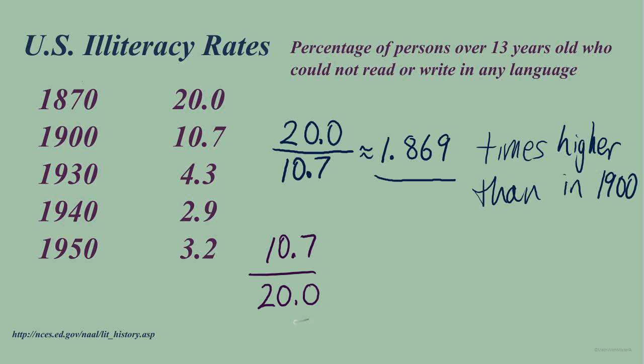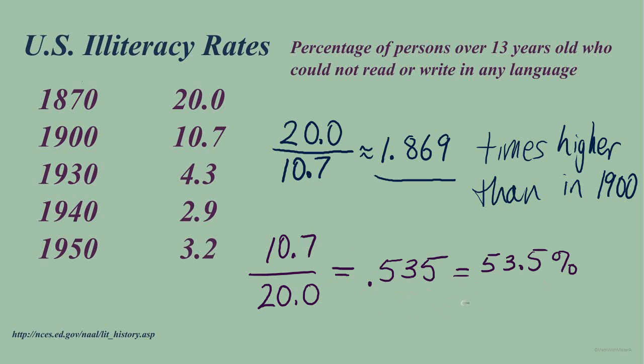We could choose to compare those same quantities, but use the reciprocal. Put 10.7 in the numerator and compare it to 20. So we're comparing to the illiteracy rate in 1870. And the quotient equals 0.535. We have different ways that we could use this number. We could turn it into a percent. Lots of times a number that is less than 1 is turned into a percent, and this one would be 53.5%.